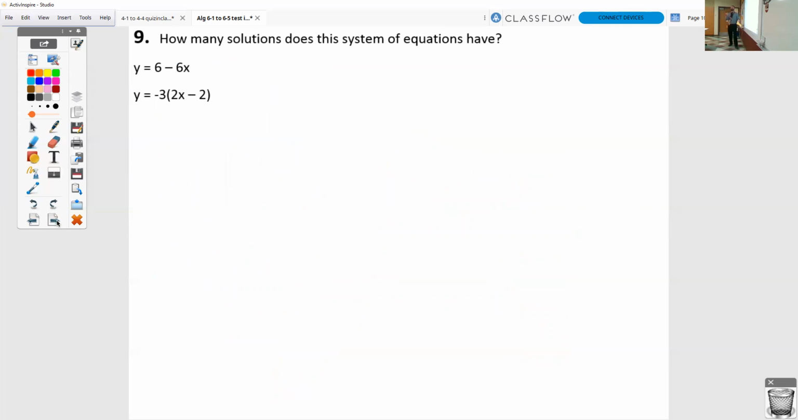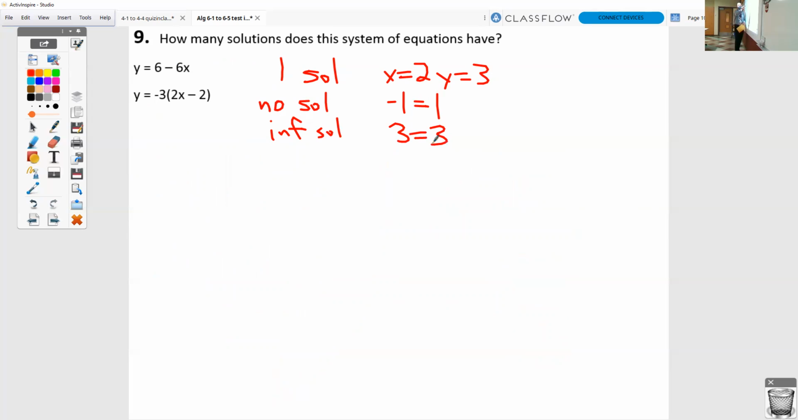How many solutions? Remember, we either have one solution where you have like x equals 2 and y equals 3. No solutions are when we get different numbers like -1 equals 1. Infinite solutions is when you get the same number, like 3 equals 3 or 0 equals 0. So this will be multiple choice. What are you going to do with these two since they're y equals and y equals? Set them equal to each other.